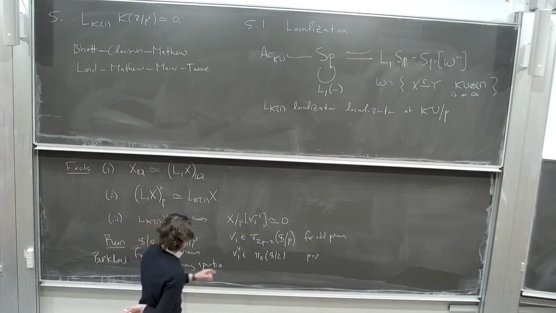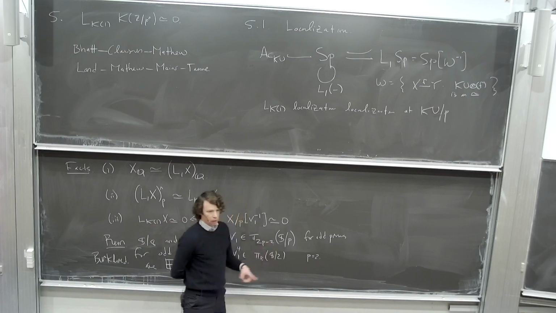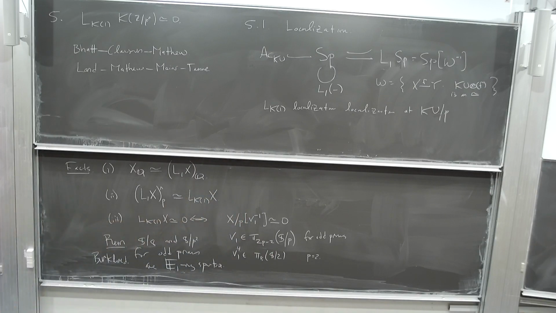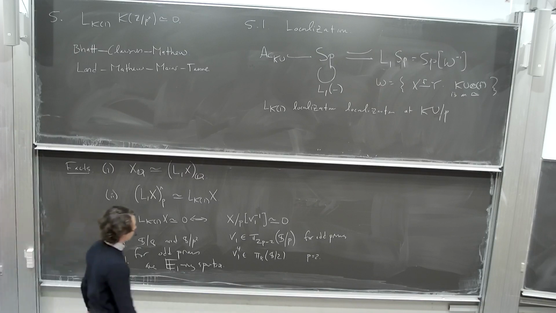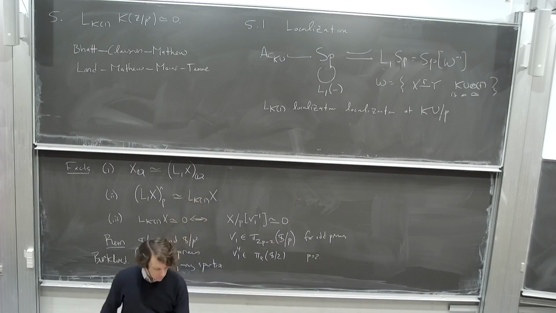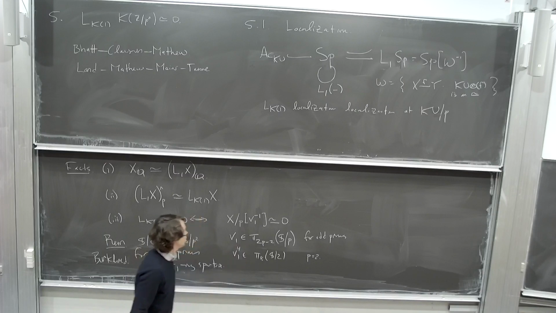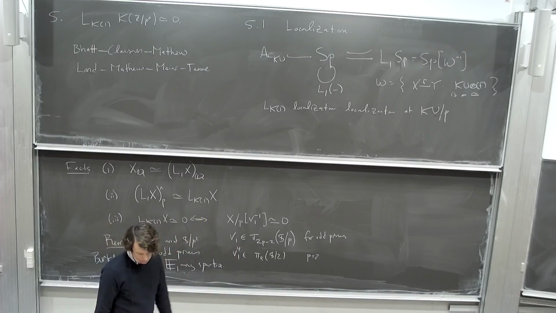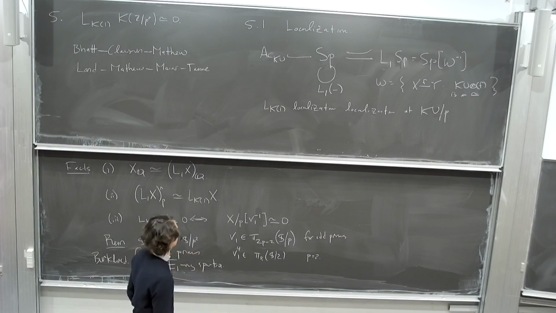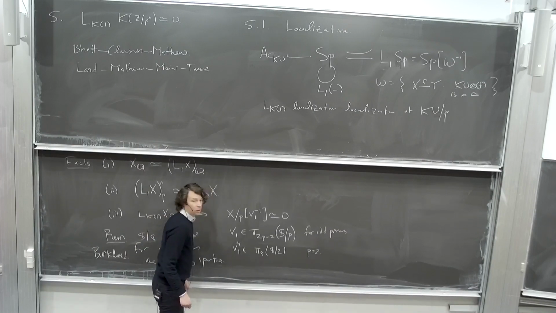And let me just say why this particular degree. You probably remember that the first p-torsion in the stable homotopy groups of spheres is in degree 2p minus 3. And then this is a Bockstein of that in the mod p homotopy. Okay. Any questions?